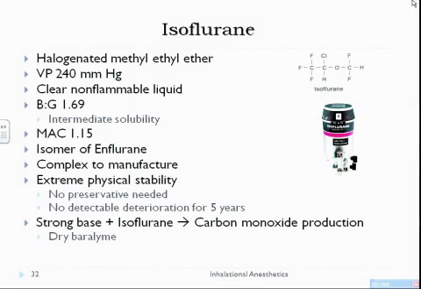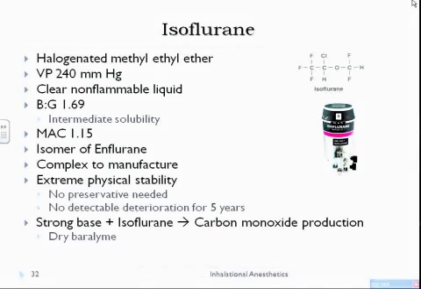It's a halogenated methyl ethyl ether. You can see right here that it's got the chloride molecule here, and it's got the fluorides out on the outside, which makes it so a lot less metabolism takes place. It sort of helps protect it. It's a clear, non-flammable liquid with a blood gas partition coefficient of 1.4, and the MAC value on this is 1.15, so it's a little more potent. It is an isomer of Enflurane.